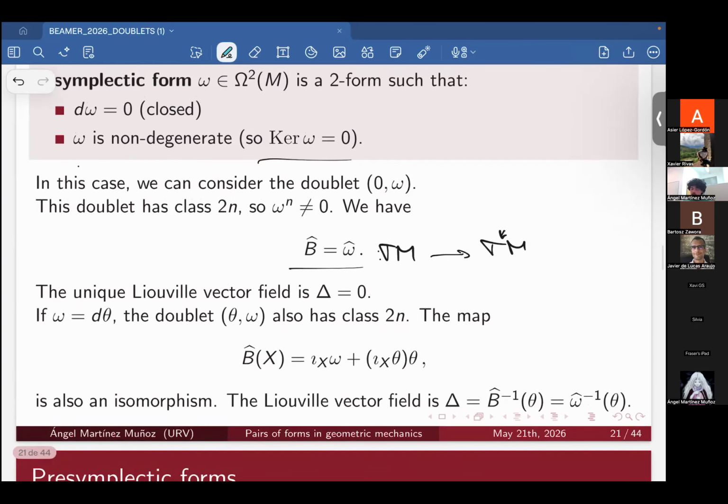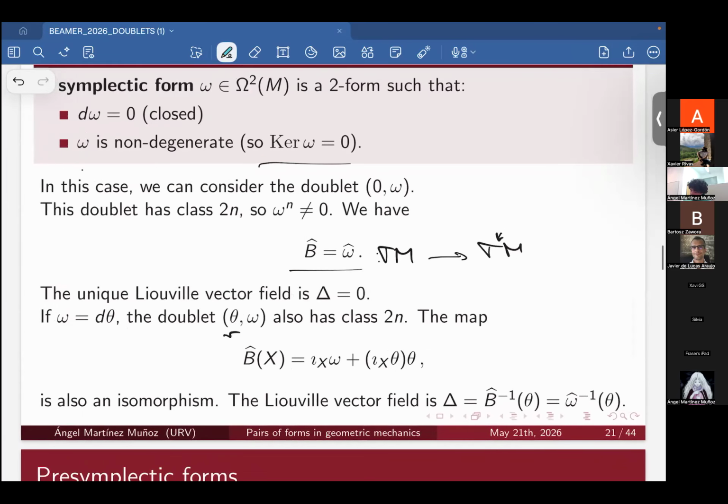Another interesting thing you can do is, if this two form is exact, so you have an exact symplectic manifold, as you might have, for example, in the cotangent bundle of any manifold, then you can consider the doublet which also takes the one form, the potential, and then this also has class 2n. As a matter of fact, if you are in a manifold of dimension 2n and you want class 2n, then you will always need a non-degenerate two form.